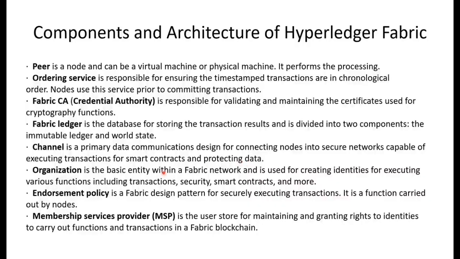And the organization is the basic entity within the Fabric network and is used for creating identities and for managing functions with respect to transactions, security, smart contracts, and more. And the endorsement policy in Fabric is designed for securely executing transactions, and they're carried out by all the nodes. And the membership services provider is used to store user information, maintain and grant user rights and identities.